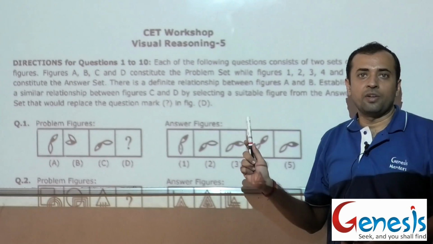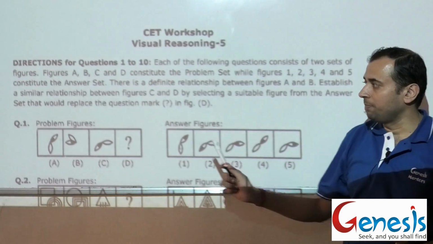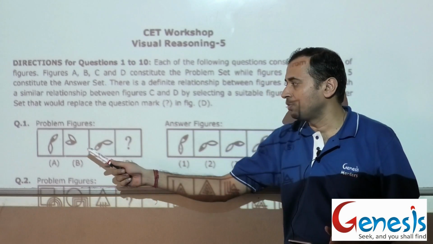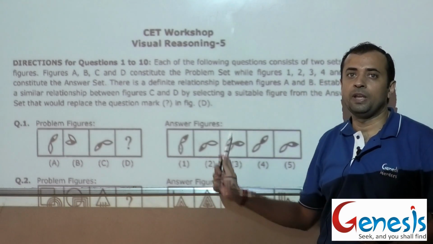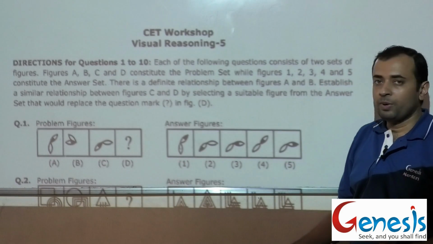These kinds of questions are called analogies in visual reasoning, so we need to establish the analogy. It means there is a definite relationship between A and B, and the same relationship has to be established between C and one of the answer figures, which should replace the question mark. Now let's try to understand the shortcut.